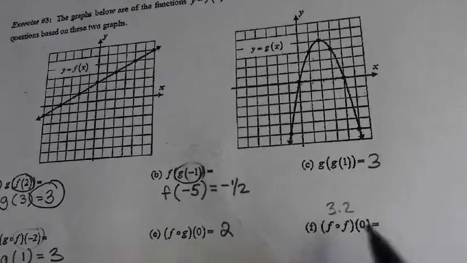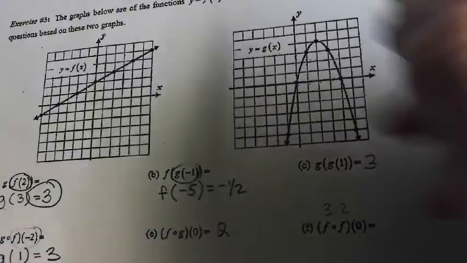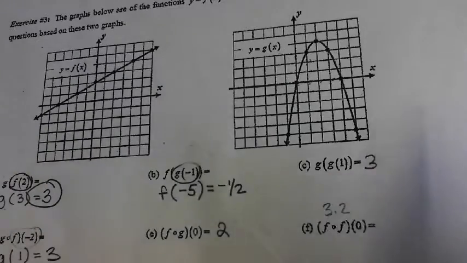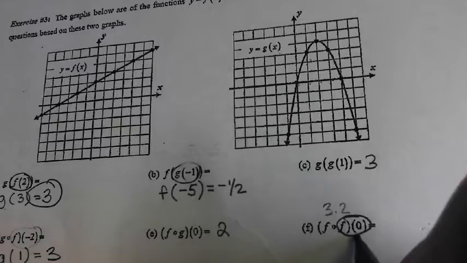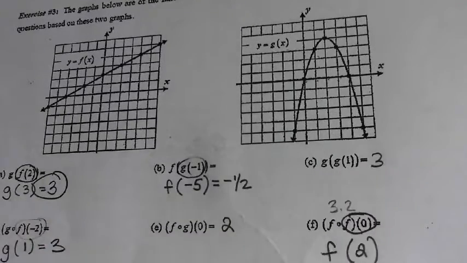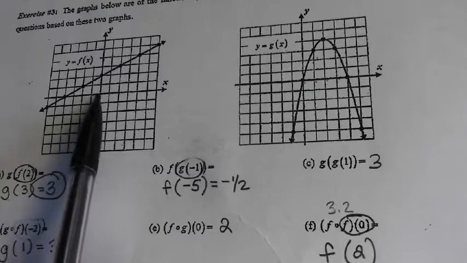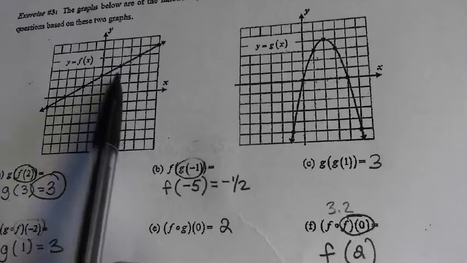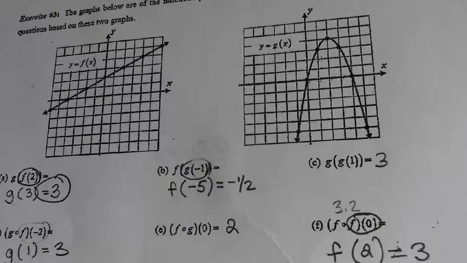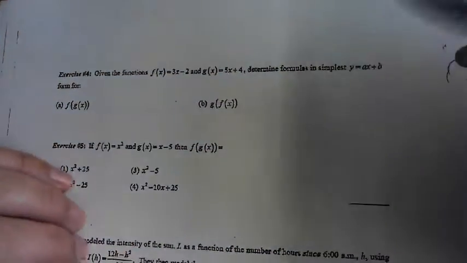Okay, let's see. So f of 0. So f of 0 over here, when x is 0, the y coordinate is 2. So this is definitely 2, and then we're doing f of 2. Same graph, when the x coordinate is 2, the y coordinate is 3. So that should have been 3. You counted wrong, yeah. All right. Very good.